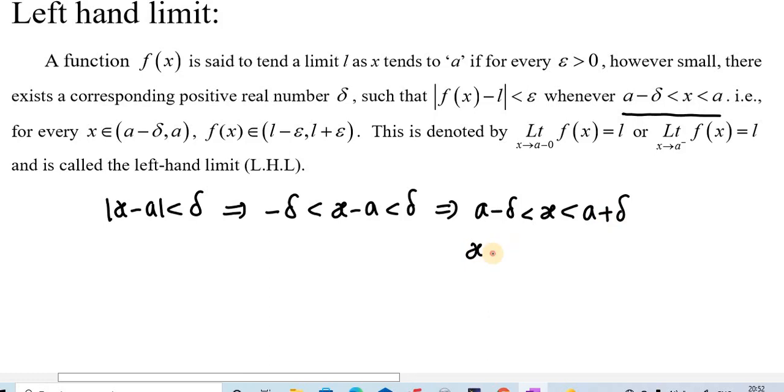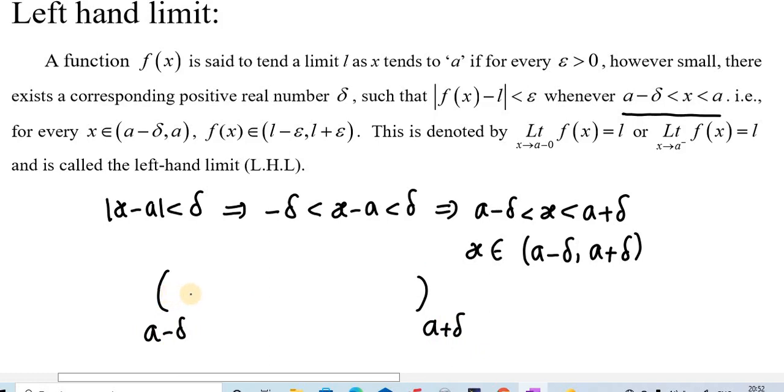That means x belongs to the open interval a minus delta comma a plus delta. Here open interval means a minus delta to a plus delta. Open interval means the set of points inside this interval. In this open interval, the end points do not exist. That means x is any point inside this open interval. This is for the previous definition.